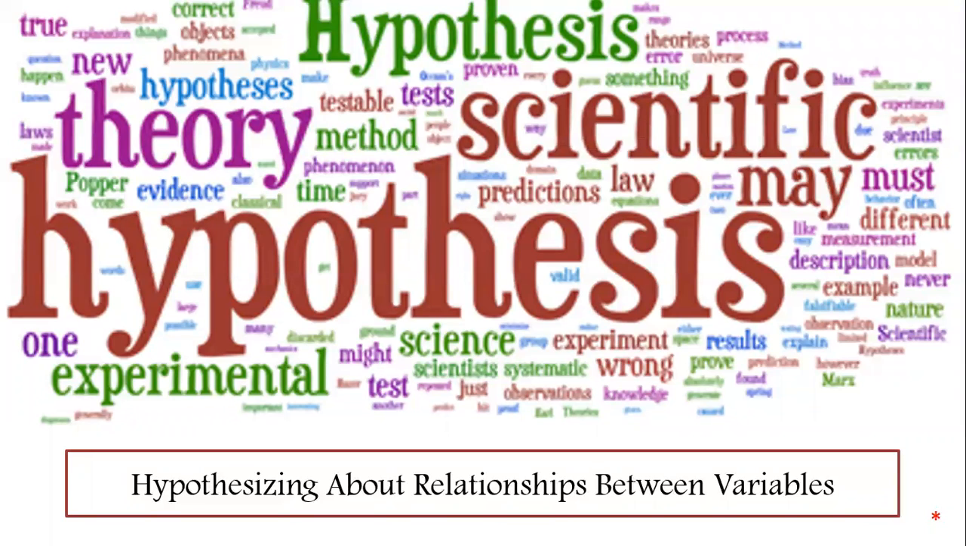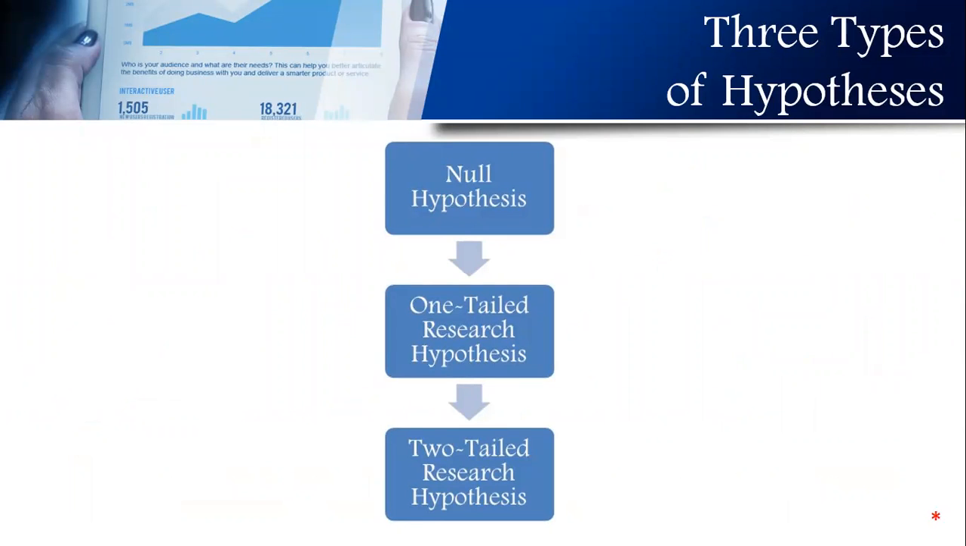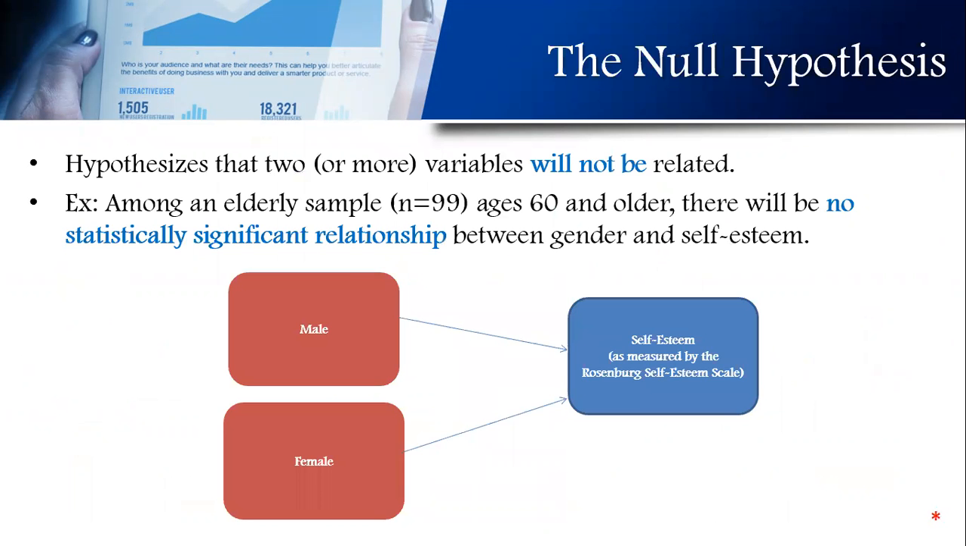Now that we have discussed all of the alternative explanations that can influence our conclusions about the relationship between variables, now let's discuss the different types of hypotheses that can be posed about the relationship between variables. There are three main types of hypotheses: null hypotheses, one-tailed hypotheses, and two-tailed hypotheses. The null hypothesis suggests that two or more variables will not be related.